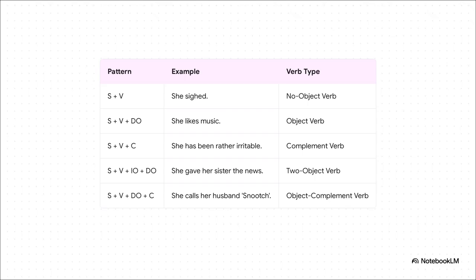So blueprint 2 adds a direct object. She likes music. And then you've got verbs that need to link the subject to a description. That's blueprint 3 with a complement. She has been rather irritable. The last 2 just add one more block for more complicated stuff, like giving something to someone or calling someone a nickname. Every sentence you've ever said or read is just a variation of one of these 5. It's like the DNA of English.